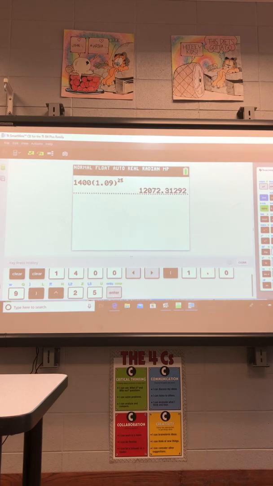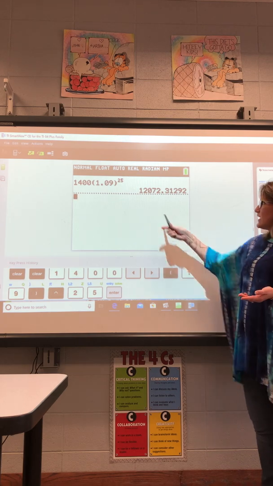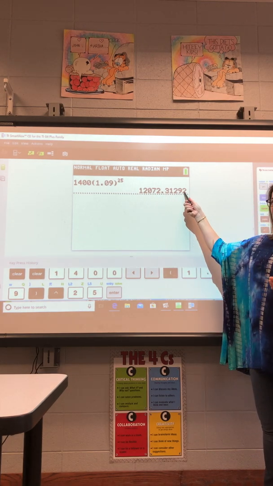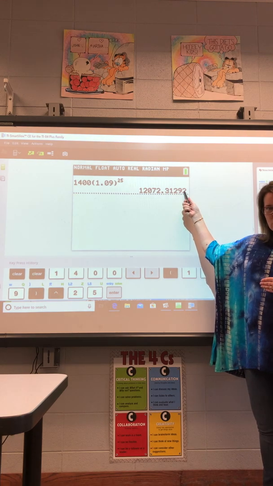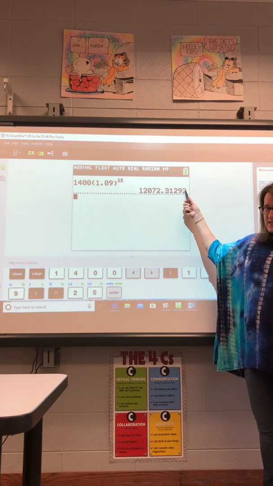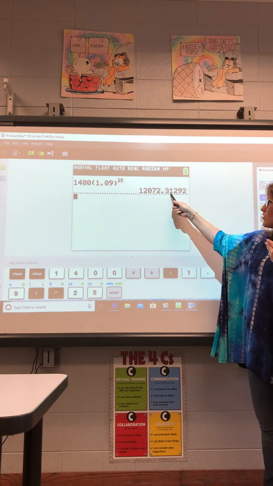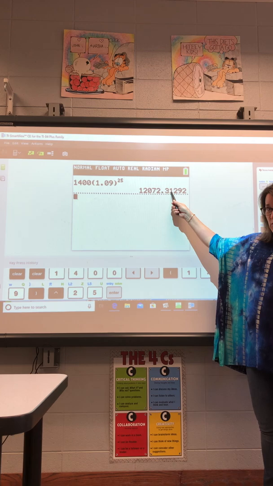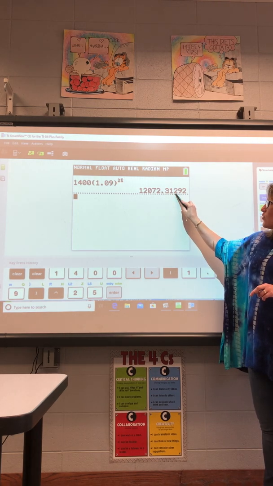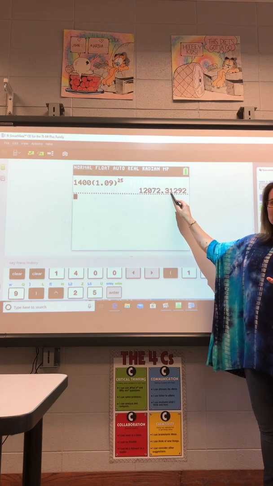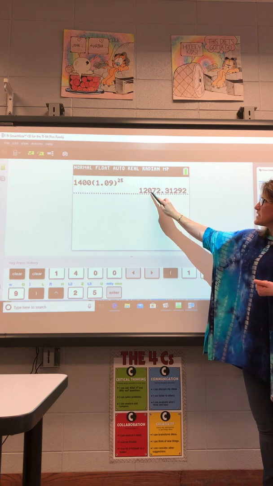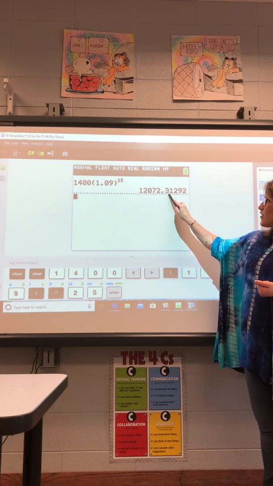All right, so when I plug this in, this is the amount that I'm going to get, $12,072, and then I've got 5 decimal places behind my decimal point. If this is money, we know that we're not going to go out 5 decimal places, are we? We are actually only going to go out to 2 decimal places. So I've got 0.31. Now look behind the 1. Do you see this 2? That tells me my money is not going to round up. So I end up with $12,072.31.